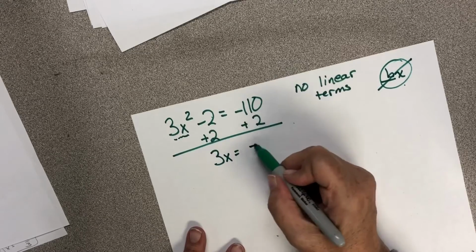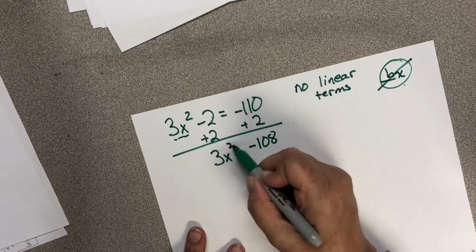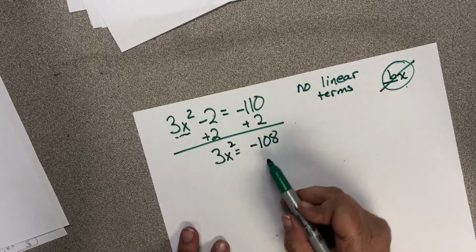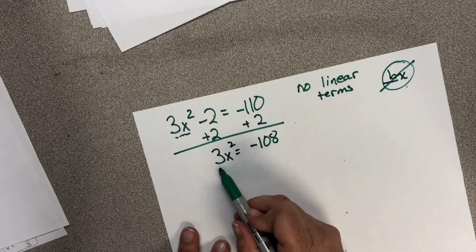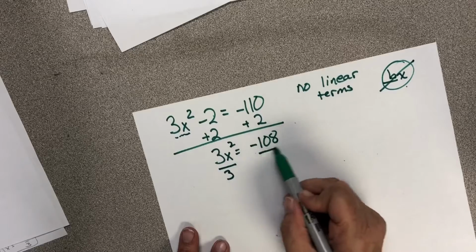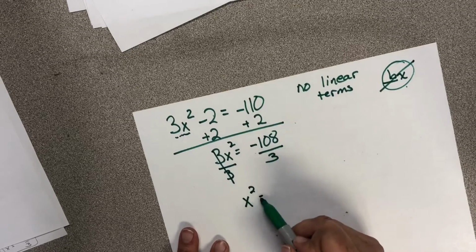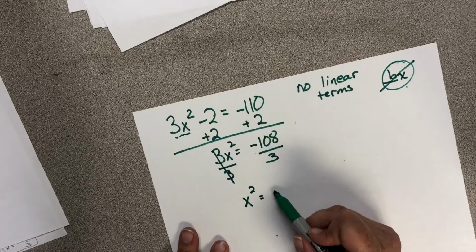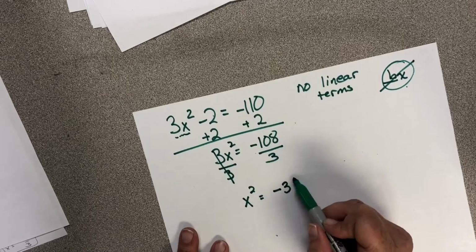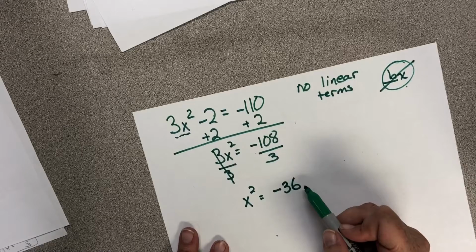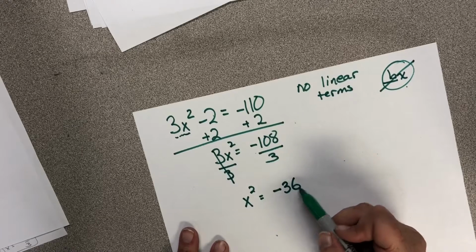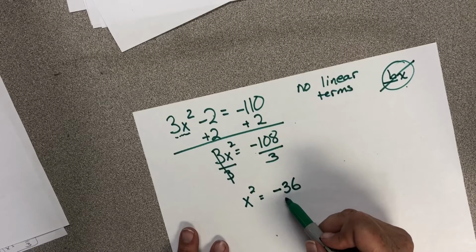-110 plus 2 is -108. That's 3x squared. Remember, please, here, you must divide next. The square rooting is the last step. x squared equals negative 36. Oh, I'm going to get an imaginary answer, aren't I?